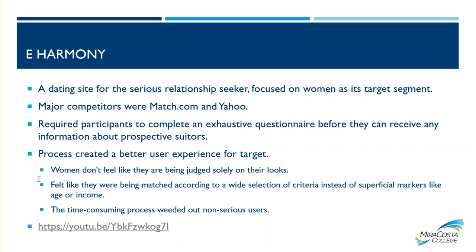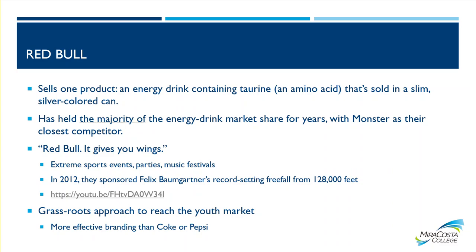So to get a little bit more information on this example, you can click on this YouTube link here and watch that video. Another example is Red Bull. We all know who Red Bull is. It sells one product, an energy drink containing taurine, which is an amino acid, sold in a slim silver-colored can. Now, this is kind of an older case study because nowadays Red Bull has multiple flavors of energy drinks, and they're all in different colored cans, but the basic OG one, I guess you would say, would be the Red Bull in the silver colored can.